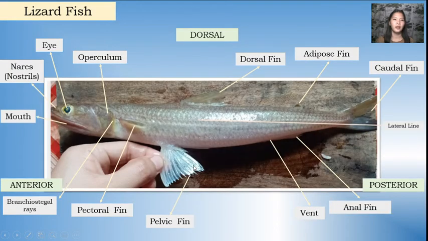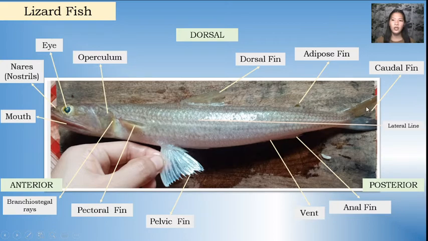So, yan. The third one is lizard fish. So, ito ang kanyang dorsal part, posterior part, anterior part, and the ventral part. Yan. So, ito ang kanyang dorsal fin, and then adipose fin. Napansin nyo kanina sa dalawang isda na na-discuss ko, wala silang adipose fin. So, ito si lizard fish, meron siyang adipose fin, or present ang kanyang adipose fin.